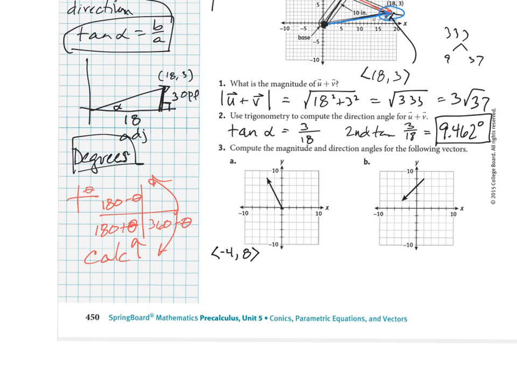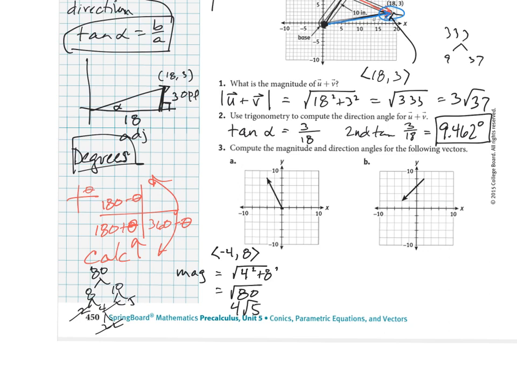So then the magnitude. We don't have a name for our vector, so I'm just going to call this magnitude. The magnitude is the square root of a squared plus b squared. You should have no negatives. 4 squared plus 8 squared. Put that in the calculator. You get square root of 80. 16 plus 64, 80. Break down 80. 8 times 10. 10 is 2 times 5. 8 is 2 times 4. So it looks like we get 4 radical 5.